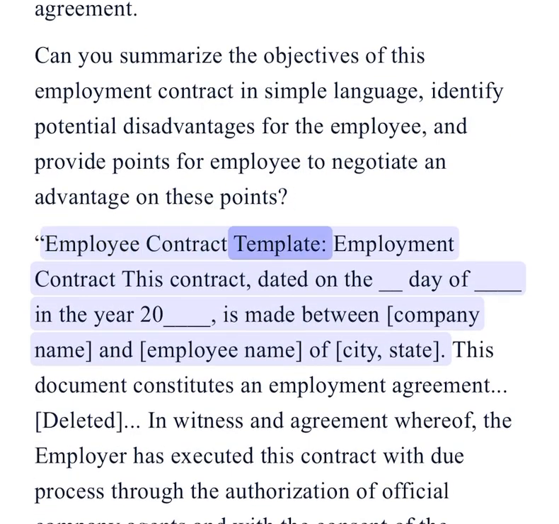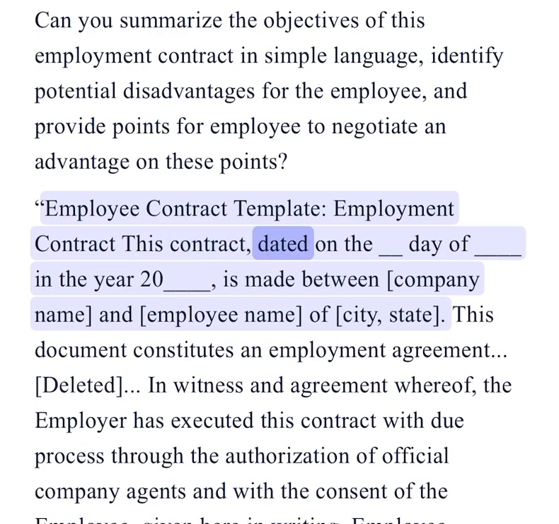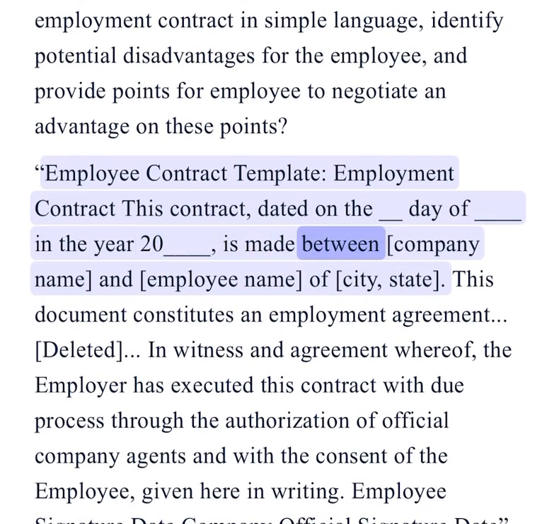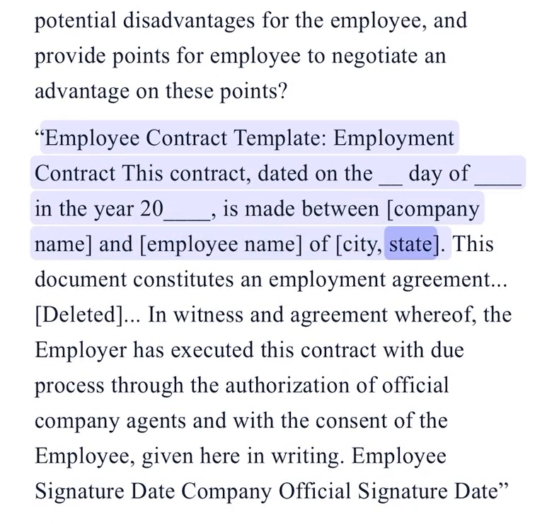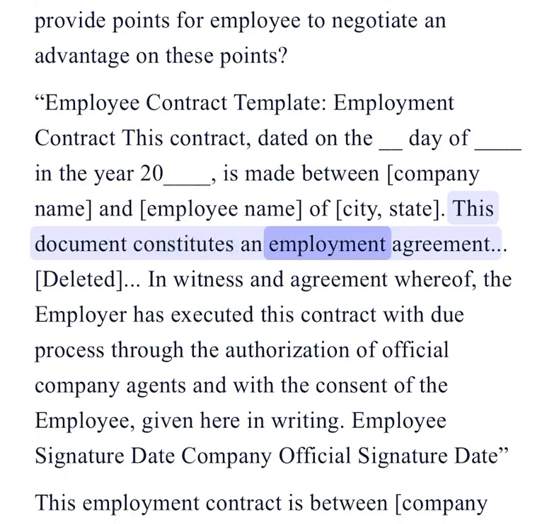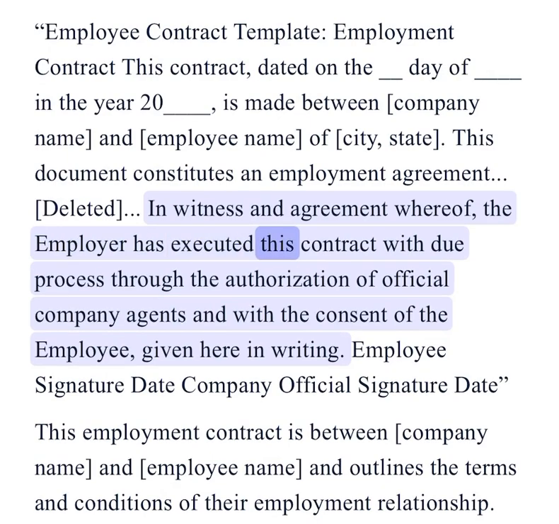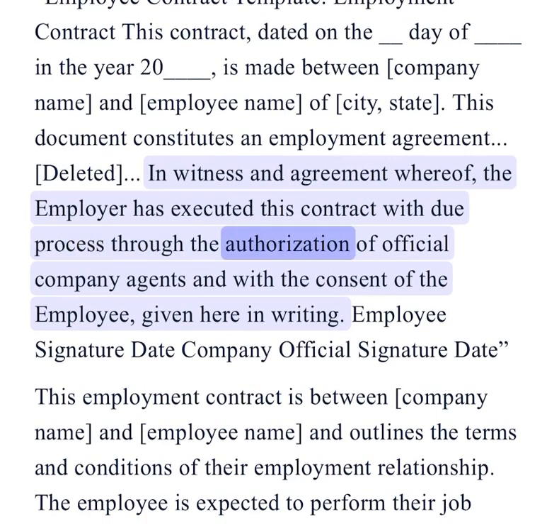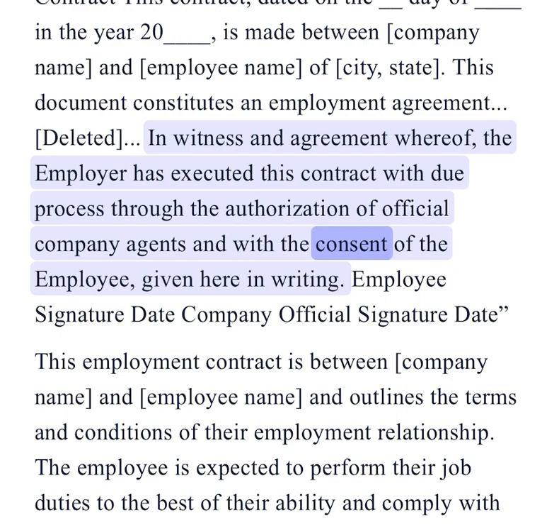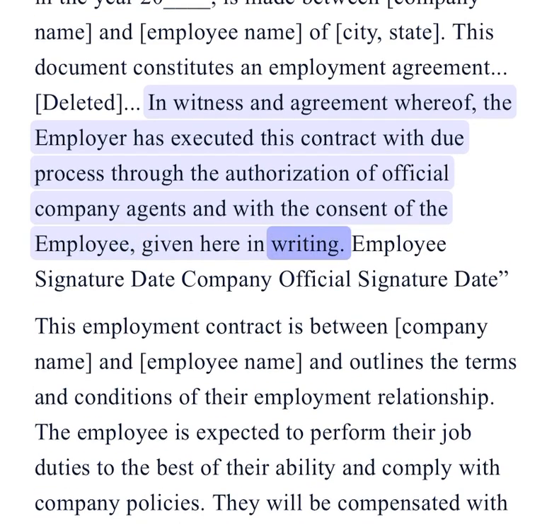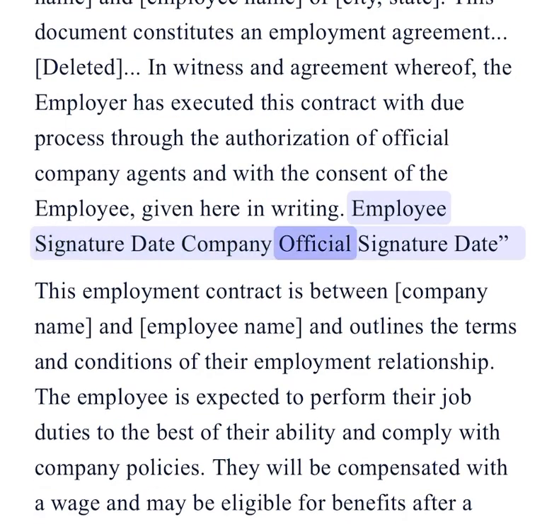Employee contract template. Employment contract. This contract, dated on the day of in the year 20, is made between company name and employee name of city, state. This document constitutes an employment agreement. Deleted. In witness whereof the employer has executed this contract with due process through the authorization of official company agents and with the consent of the employee. Given here in writing, employee signature date, company official signature date.